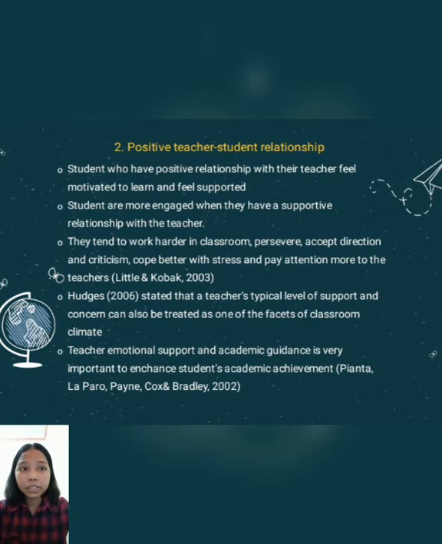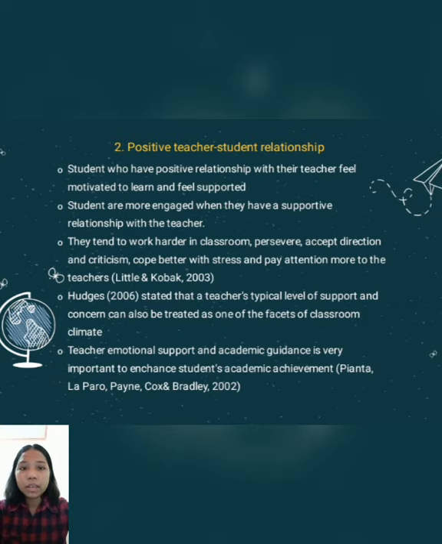And the point number 2 is about positive teacher-student relationship. The number 1, students who have positive relationship with their teacher feel motivated to learn and feel supported. Number 2, students are more engaged when they have a supportive relationship with the teacher. Number 3, they tend to work harder in the classroom, persevere, accept direction and criticism, cope better with stress, and pay attention more to the teachers.